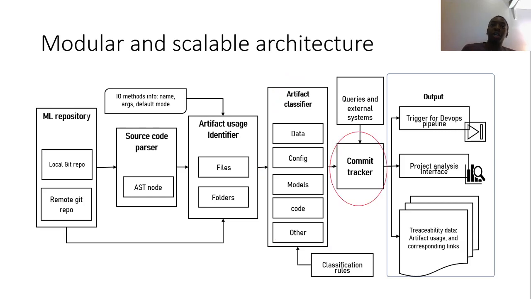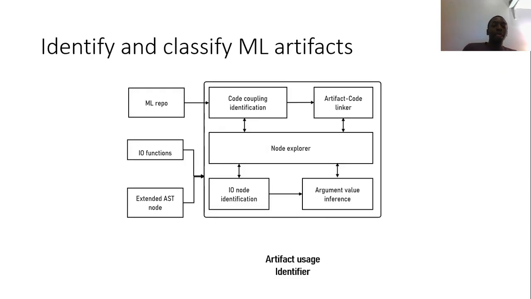And then the commit tracker is going to take all this information and mine the project to extract commit data related to those artifacts. So the output can be used in many different ways. It can be used as a trigger for a DevOps pipeline, for example, to provide a project analysis and interface, or just provide traceability data for further use.